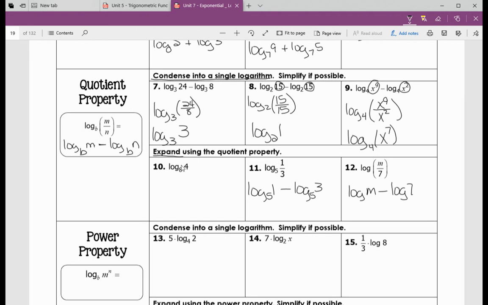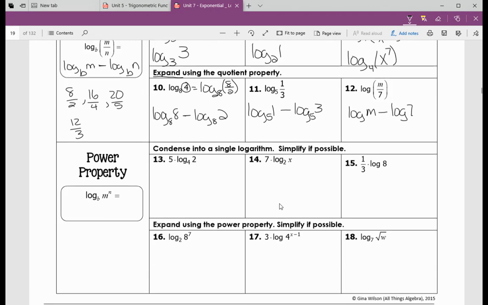Now here I don't have a fraction, but what I'm going to do is rewrite this as any fraction that would reduce to 4. So you could do 8 over 2, if you wanted to do 16 over 4, if you wanted to do 20 over 5. You could even do 12 over 3. All of these fractions reduce to 4. I'm just going to use the first one, log base 8 of 8 over 2, because 8 over 2 is still a value of 4. So now I can separate that to log base 8 of 8 minus log base 8 of 2.